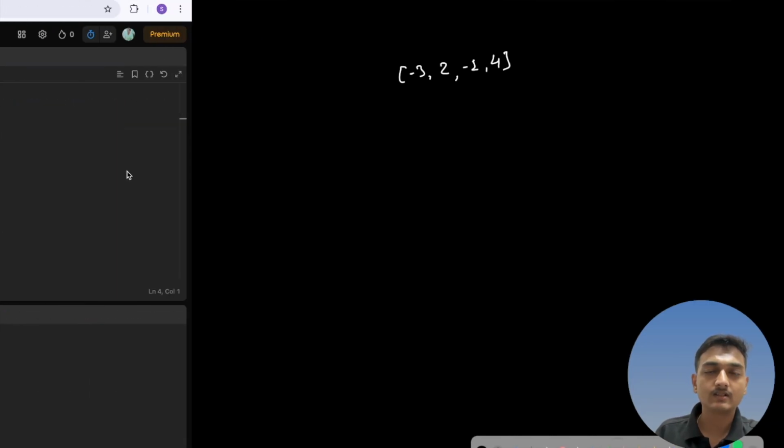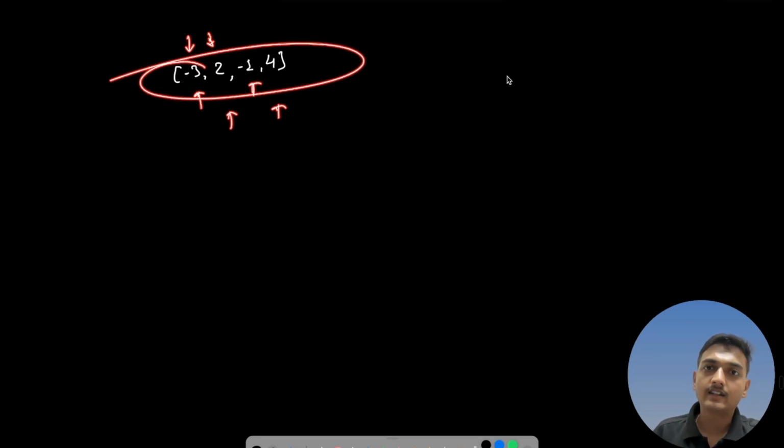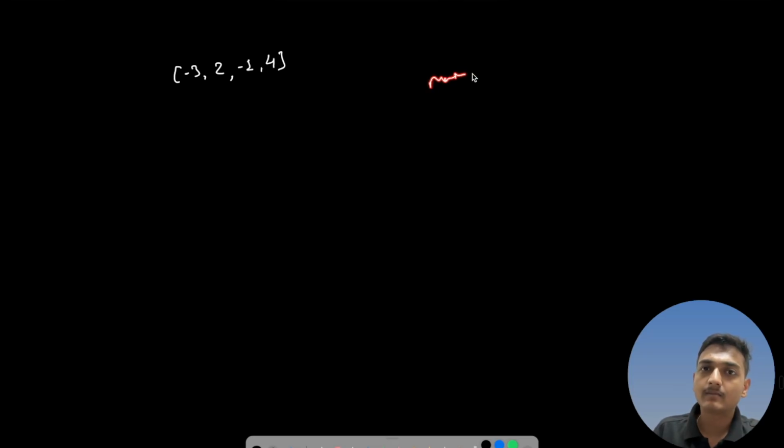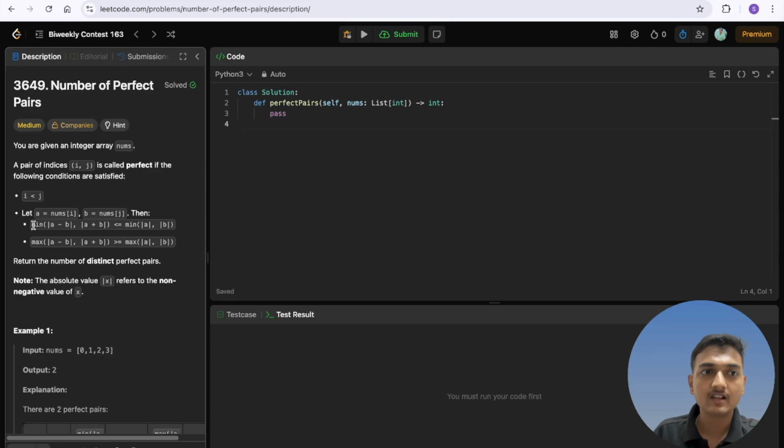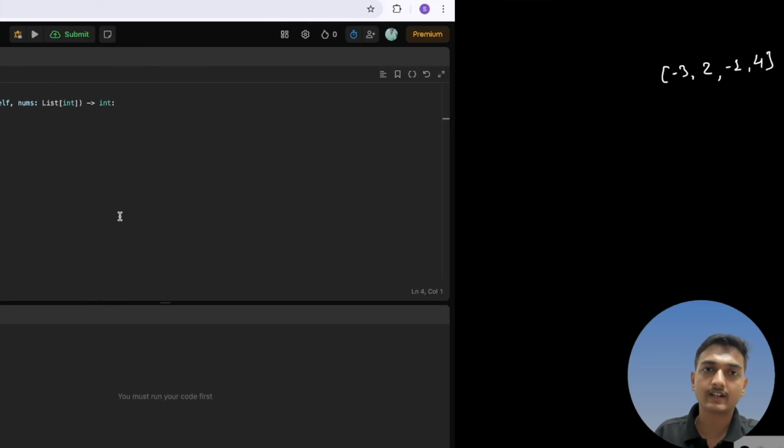Now we'll try to understand what we can do. The very first solution that must come to your mind is that we need to find pairs. The pairs can be these two, or maybe these two, they can be anything, and there is a mathematical condition on the minimum and maximum. Both of the conditions should be satisfied.